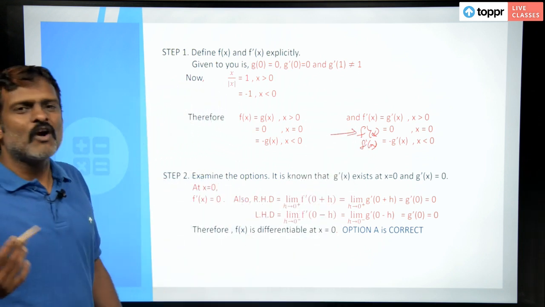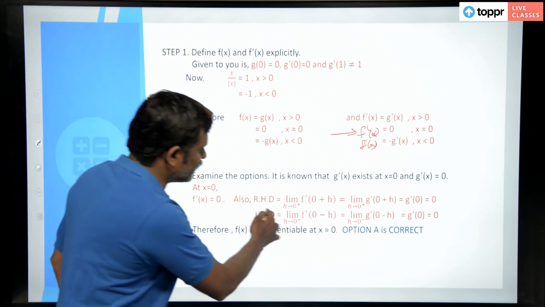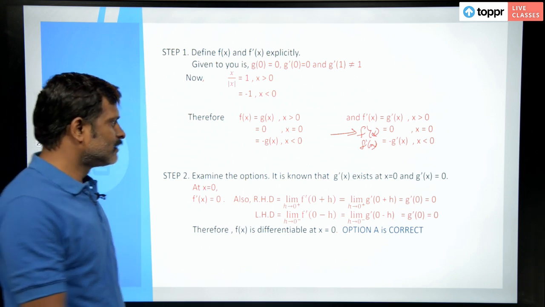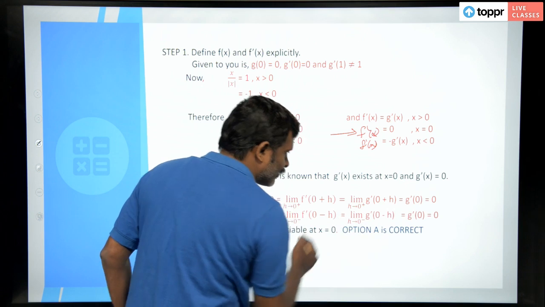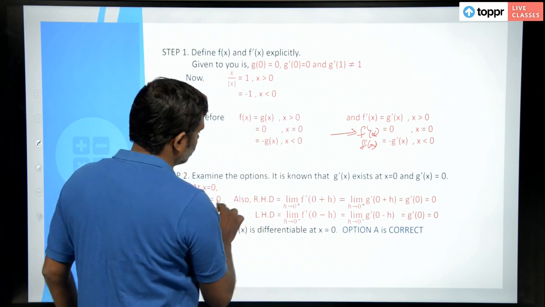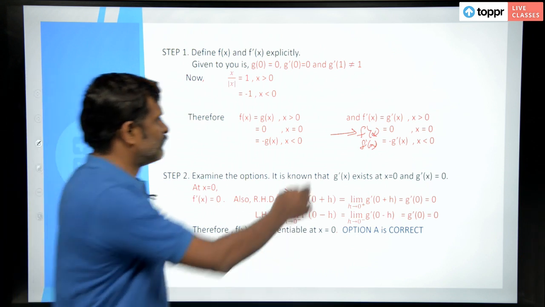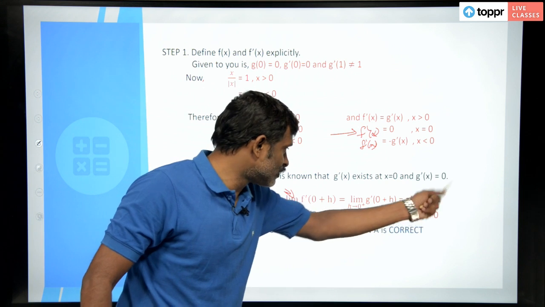Now, let us see what happens to the left derivative and the right derivative. What is the right derivative? As h tends to 0 plus, f dash of 0 plus h, which is nothing but g dash, it is the same thing. Because f dash and g dash are the same on the right hand side, when x is positive, you get g dash of 0, which is 0.